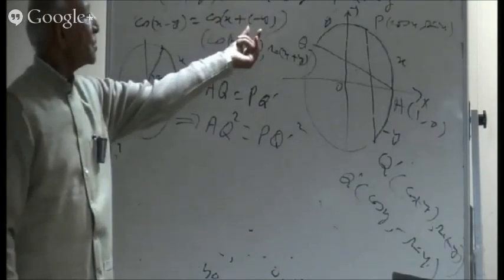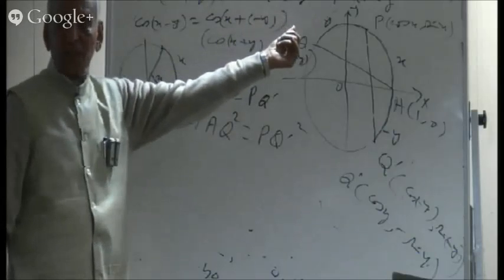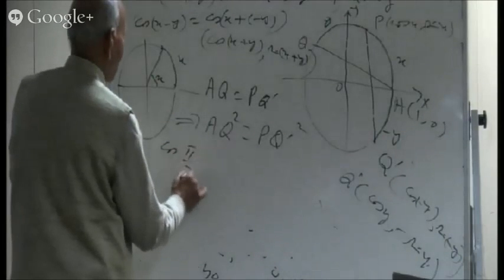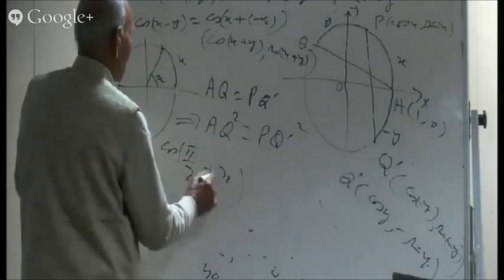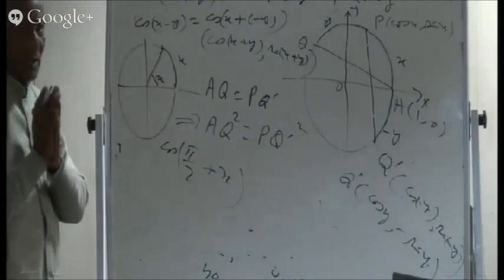And you will be getting this cos of minus y. You will be getting sine of minus y. The results are also known. So this will automatically come out. So no burden on the brain. Such are the results which will come. And moreover, what about this cos of pi by 2 plus x, etc.? So no cramming, absolutely no cramming.